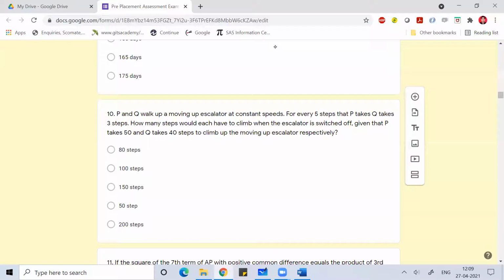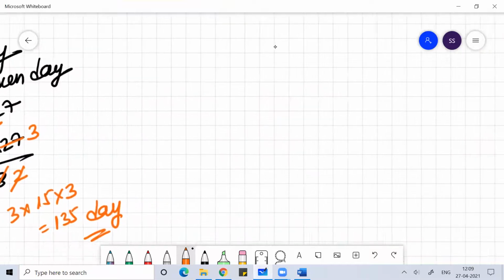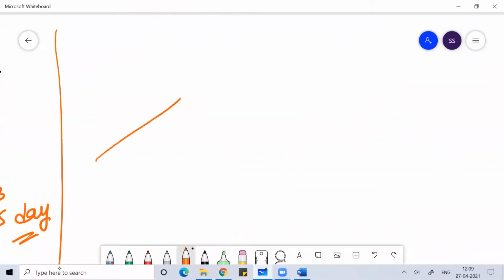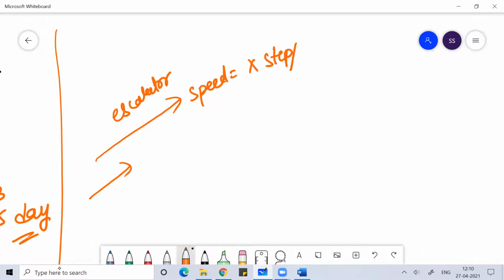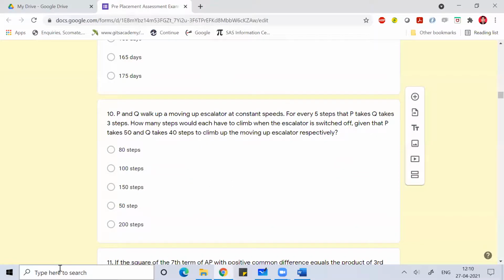If you see question number 10, P and Q walk up a moving up escalator. So there's an escalator which is going up, and suppose the speed of the escalator is x steps per second. So every second this escalator is going x steps. P and Q are trying to walk up on the escalator which is going up. That way the escalator will increase the speed.